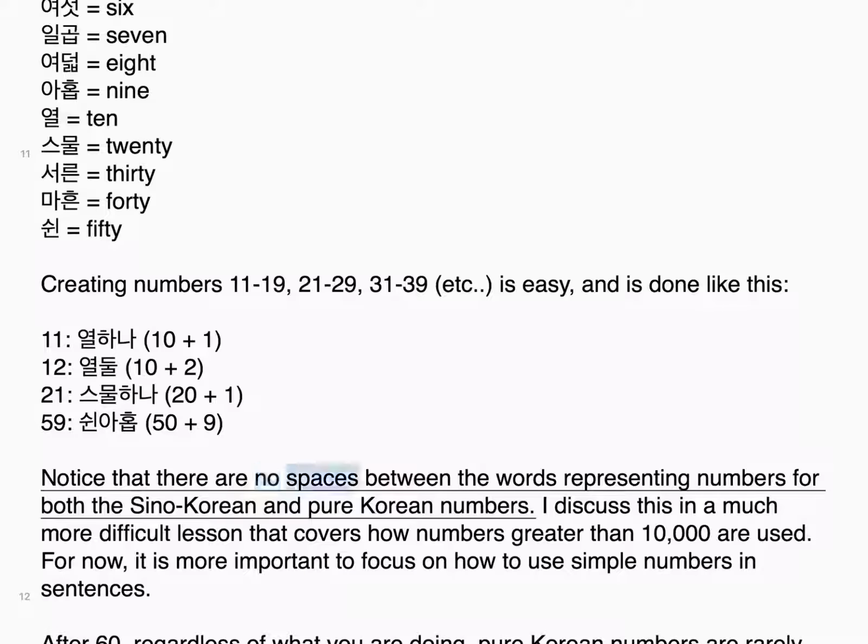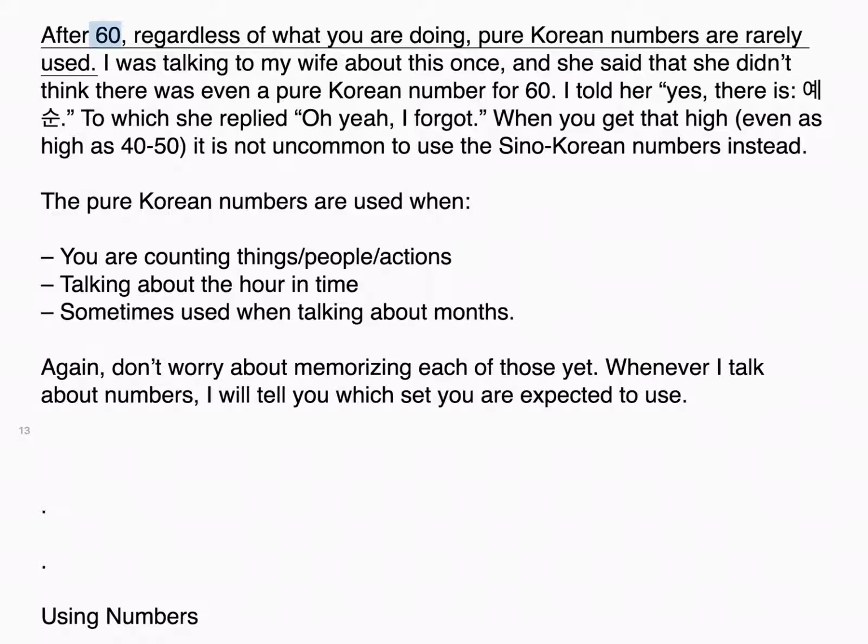Notice that there are no spaces between the words representing numbers for both the Sino-Korean and pure Korean numbers. I discuss this in a much more difficult lesson that covers how numbers greater than 10,000 are used. For now, it is more important to focus on how to use simple numbers in sentences. After 60, regardless of what you are doing, pure Korean numbers are rarely used.